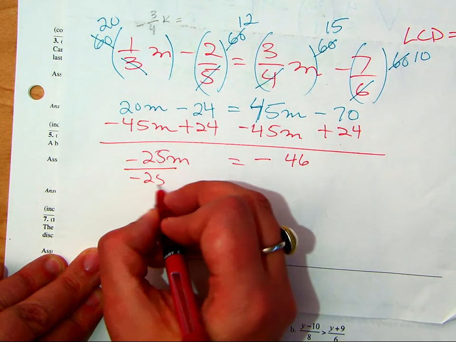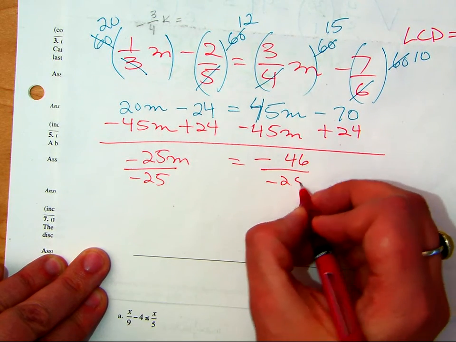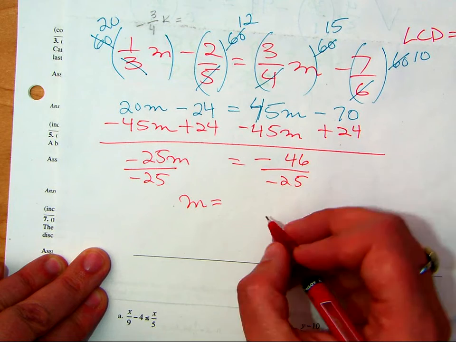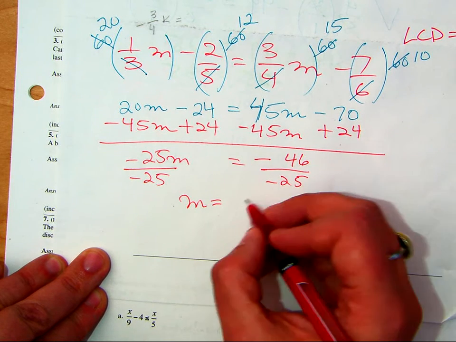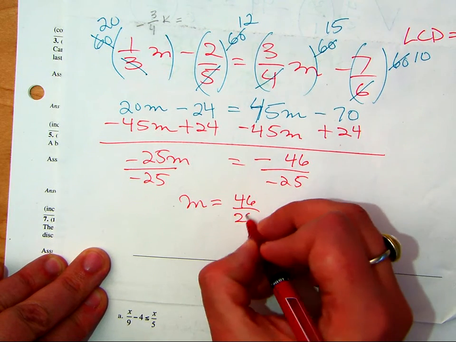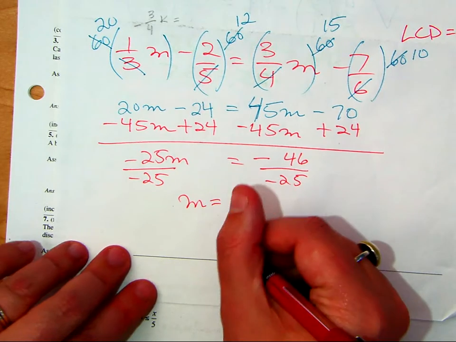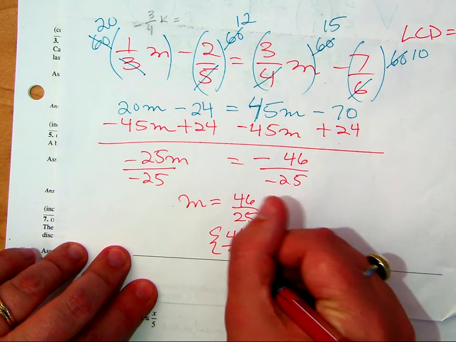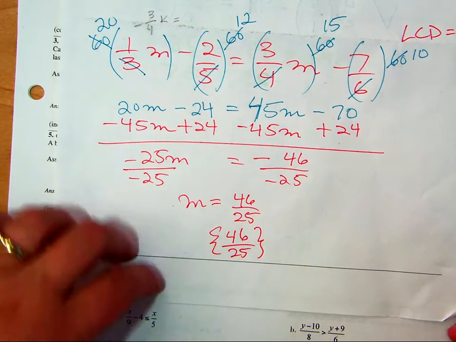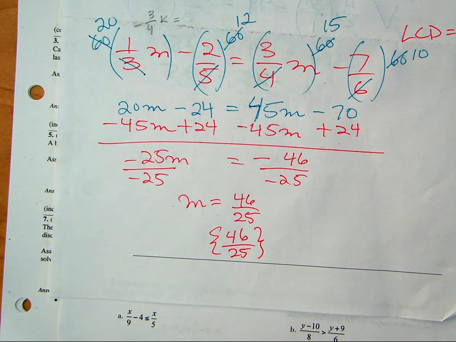Divided by negative 25. A negative divided by a negative is a positive. And we have 46 25ths. Can you reduce 46 25ths? No. Now put that in set notation, 46 25ths, and let's groan together over the check.